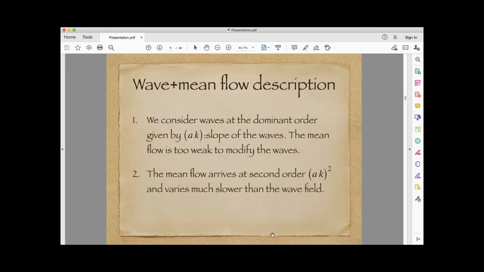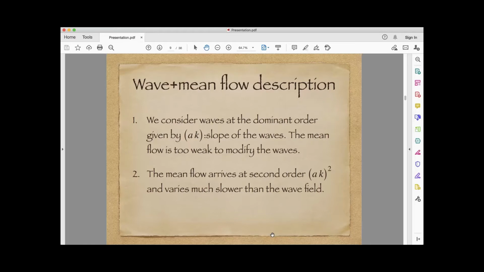This mean flow which is being induced, we take it to be too weak to modify these waves. This can be asymptotically shown: if ak is a small parameter, the retroaction of the mean flow on top of the wave is small. It's of the order of ak, a lower order, so you can neglect the effect of mean flow on the waves.